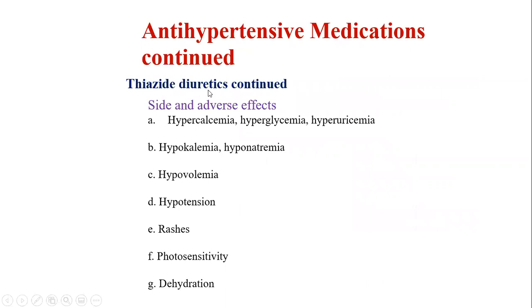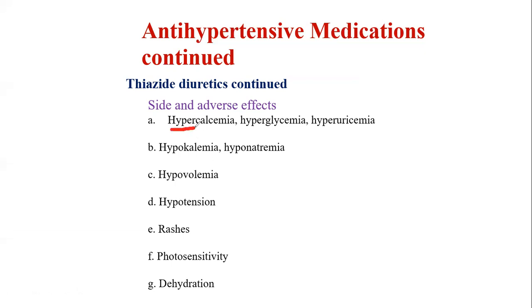What are the thiazide diuretics' side effects and contraindications? Thiazide diuretics, particularly, cause potassium depletion, meaning the potassium level goes down, or the blood pressure goes down, or the sodium level goes down, but the glucose level goes up. So common side effects, they can cause hypercalcemia, hyperglycemia, and hyperuricemia, but they can also cause hypokalemia, hyponatremia, hypovolemia, hypotension, right? They also can cause rash, photosensitivity, and dehydration.